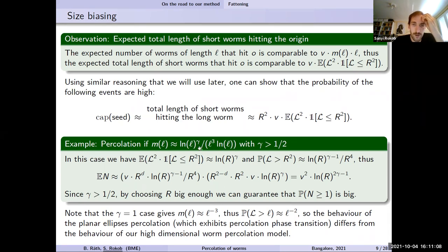Using that this gamma parameter is strictly greater than 1/2, we can choose R big enough to guarantee that the probability of N being at least one is big. So the probability that there is at least one such trajectory on which we can explore the next box is big. I cannot write here that it's enough that this probability is 1/2, because we also need some constraint on the probability that this capacity is indeed this amount, but it can be proved that this altogether is bigger than 1/2. So we can again use the Grimmett-Marstrand law.